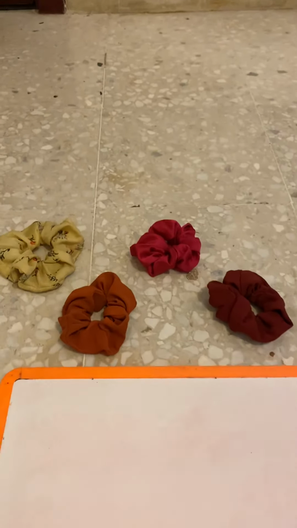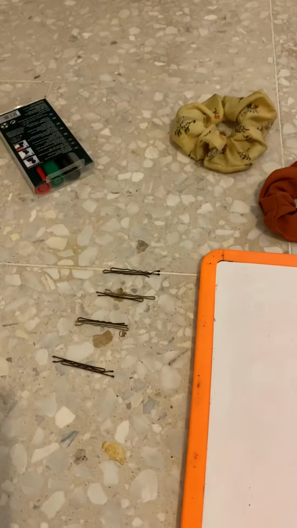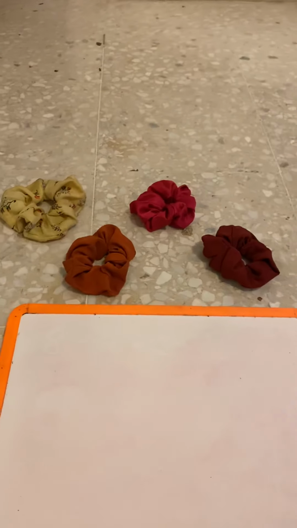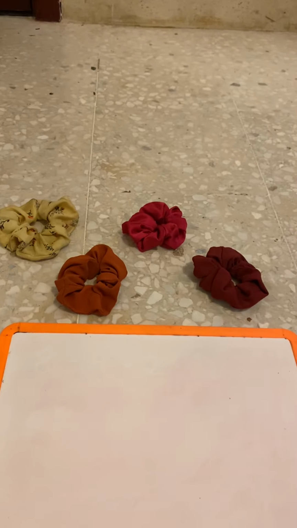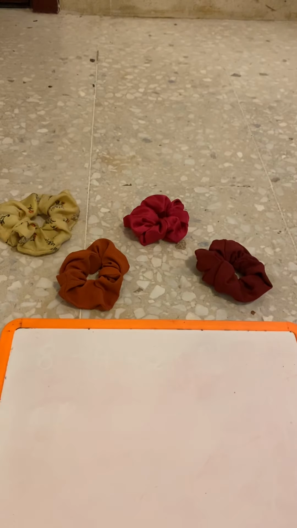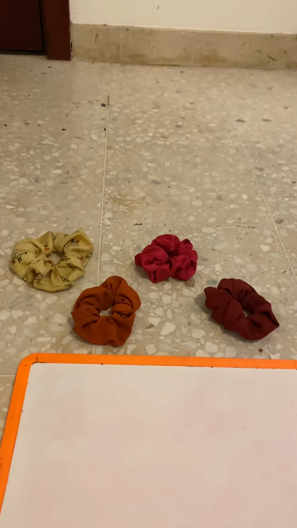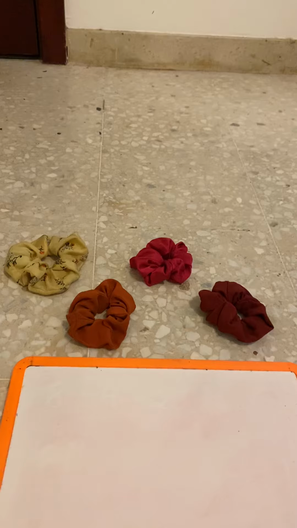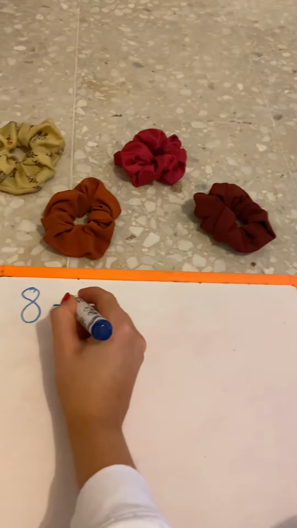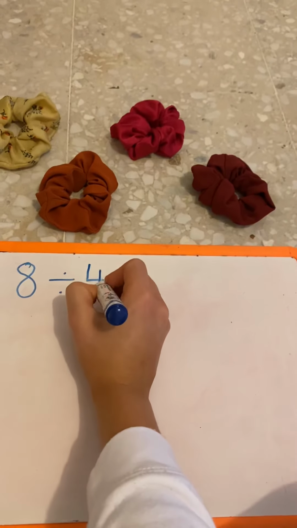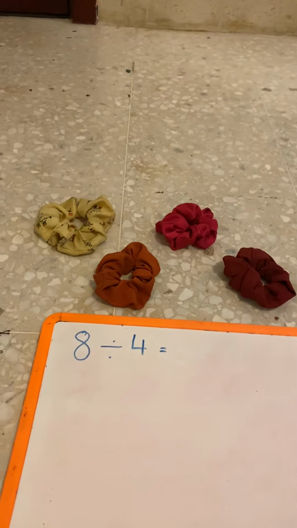As you can see, I have 4 hair scrunchies on the floor in front of me. I also have 8 hair clips. Now I want to divide my 8 hair clips so that each scrunchie has the same amount of hair clips to go with it. Who can think what that would be as a division sum? Very good. It would be 8 divided by 4. I wonder what answer we'll get. Let's split our clips up to go with the scrunchies now.